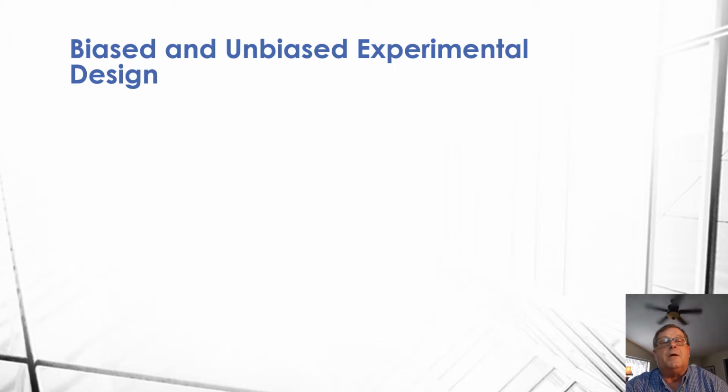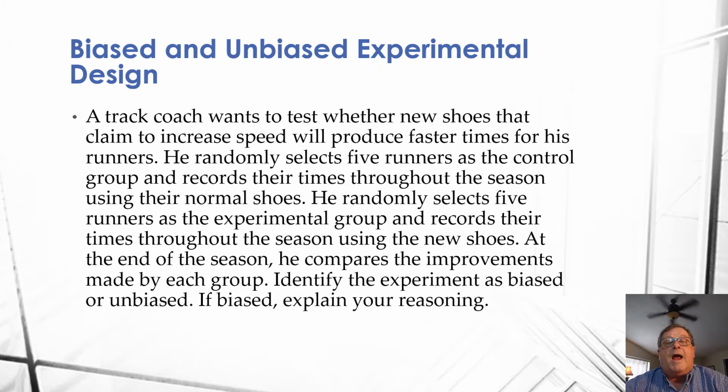So we've got a scenario here we're going to take a look at. We've got a track coach. He wants to test whether the new shoes that claim to increase speed will produce faster times for his runners. He randomly selects 5 runners as the control group and records their time throughout the season using their normal shoes. And then he randomly selects 5 runners as an experimental group and records their times during the season using the new shoes. At the end of the season, he compares the improvements made by each group. Identify the experiment as biased or unbiased, and if biased, explain your reason.